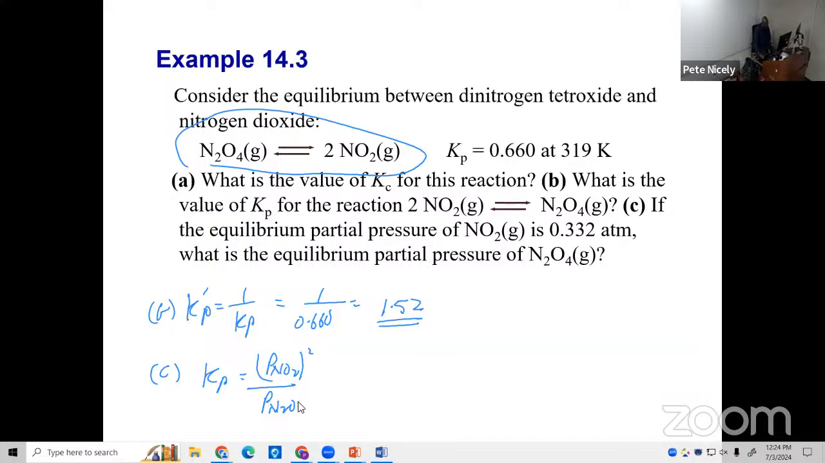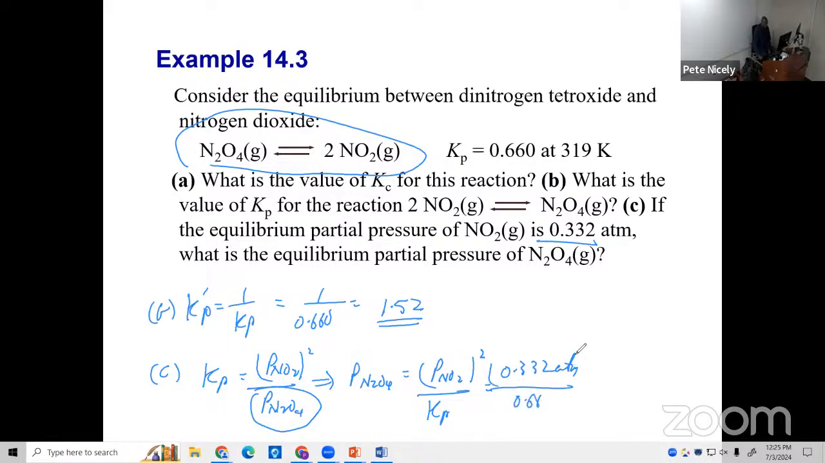Now, what the question is asking for is the partial pressure of N2O4, right? So I would rearrange this to get the partial pressure of N2O4 equal to the partial pressure of NO2 squared divided by Kp. Now, the partial pressure of NO2 is given as 0.332 atmospheres, squared, divided by the Kp, which is 0.66.